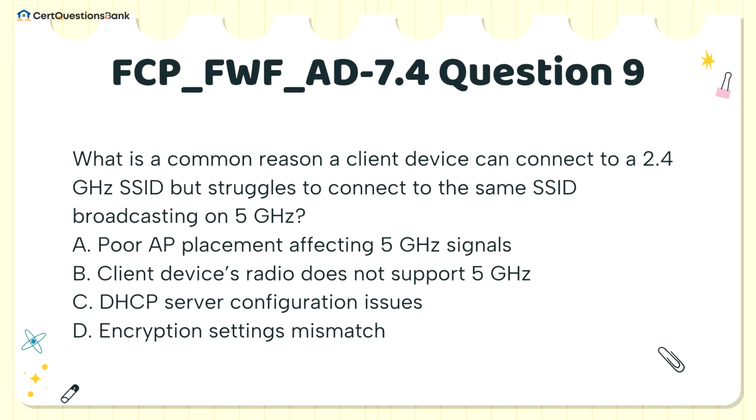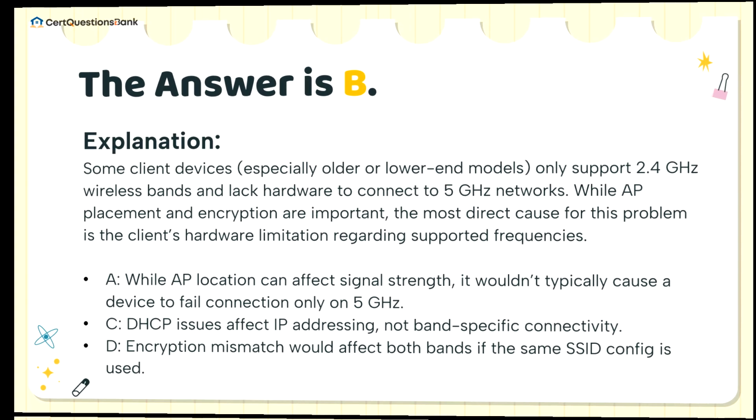What is a common reason a client device can connect to a 2.4 GHz SSID but struggles to connect to the same SSID broadcasting on 5 GHz? A. Poor AP placement affecting 5 GHz signals. B. Client device's radio does not support 5 GHz. C. DHCP server configuration issues. D. Encryption settings mismatch. The answer is B.